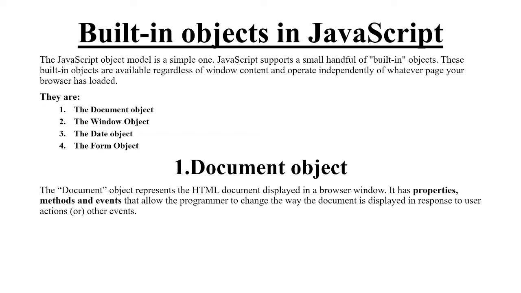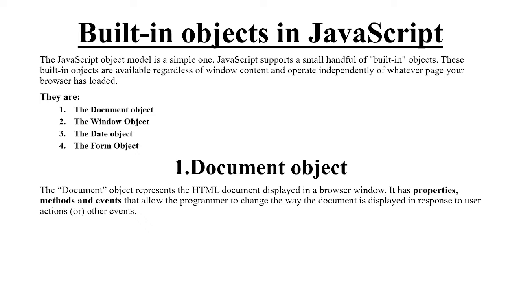In this video, we are going to completely learn about built-in objects in JavaScript. The JavaScript object model is a very simple one, and JavaScript supports a small handful of built-in objects. These built-in objects are available along with the window content, and they operate independently of whatever page the browser has loaded.